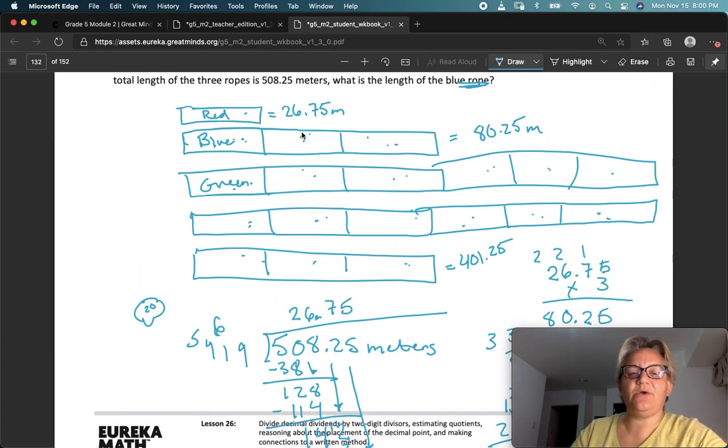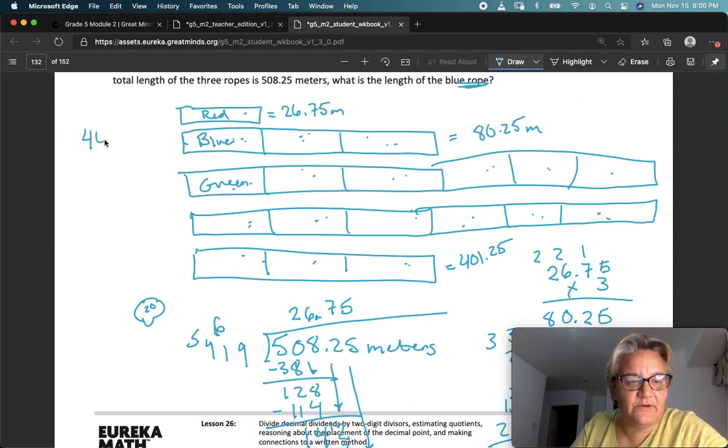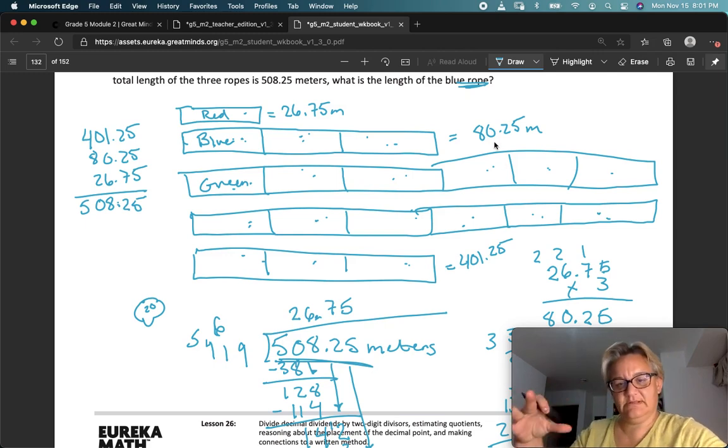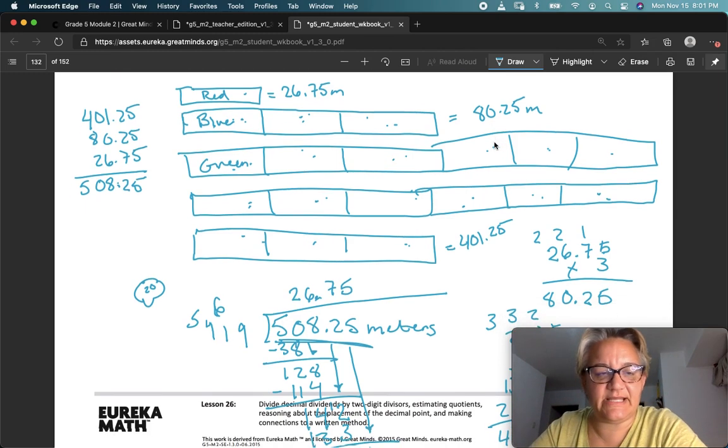Okay, so I know what the red one is, the blue one, and the green one. If I add those all up, 401.25 plus 80.25 plus 26.75, I should get $508.25. Is that my dividend right here? It sure is. Oh, phew. Good. Made a few mistakes in there, but I got there in the end, right?